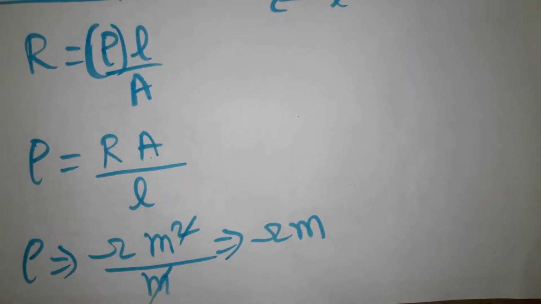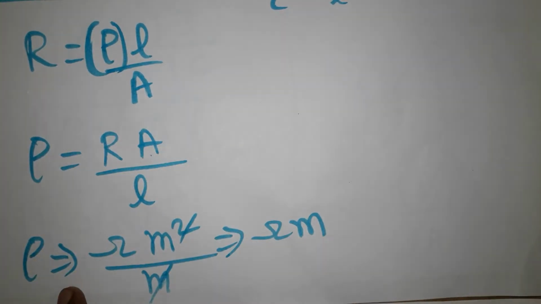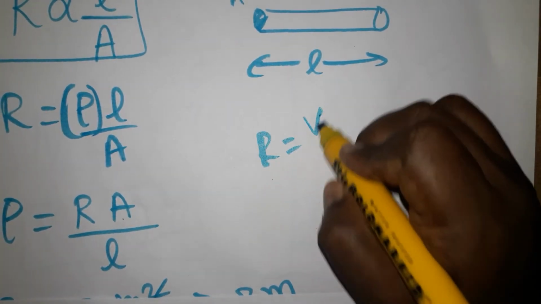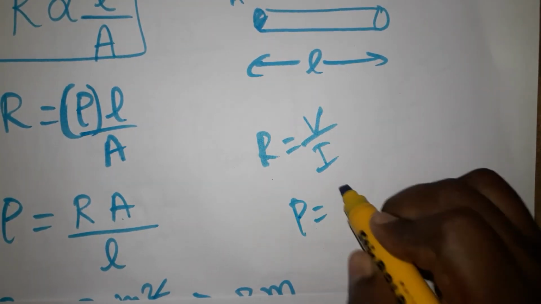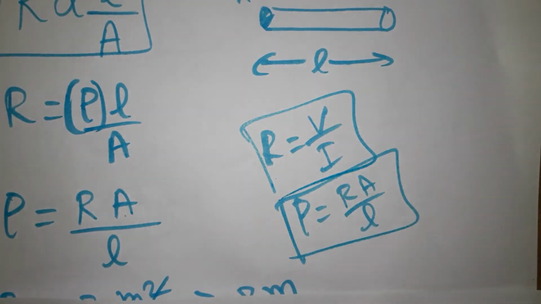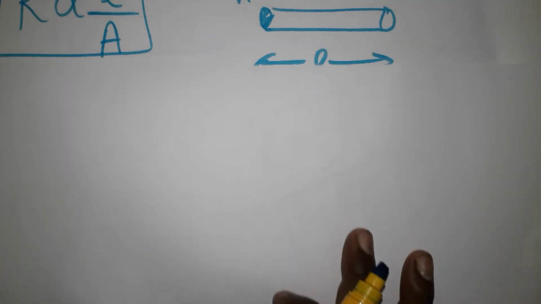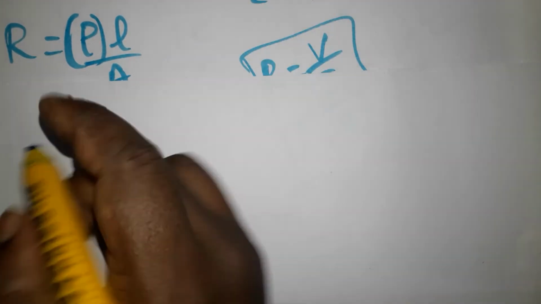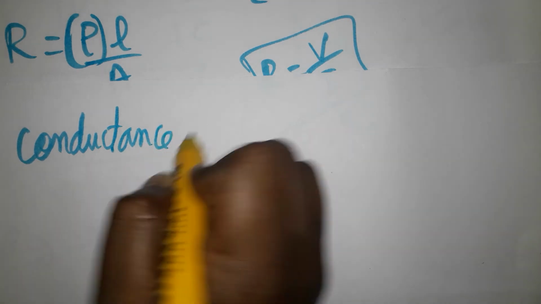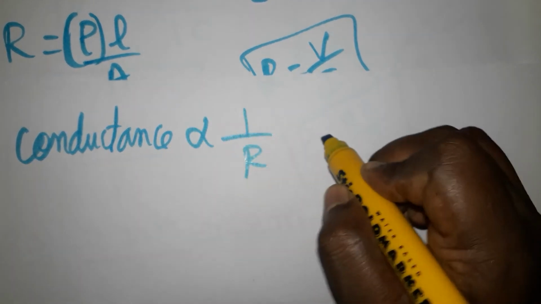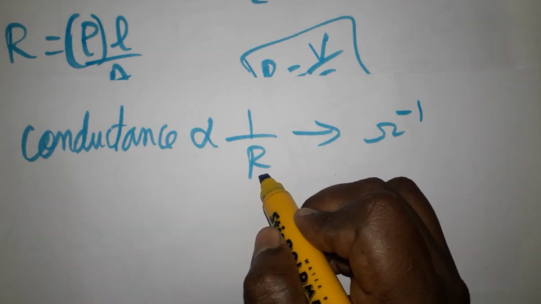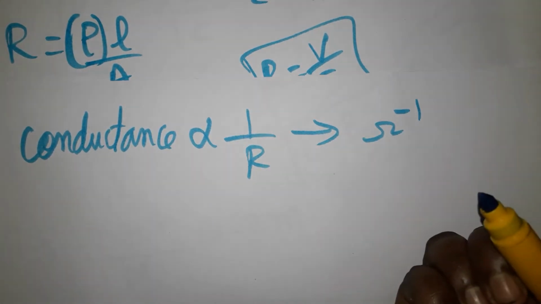The next thing, conductivity. We learned what is resistance and what is resistivity. Resistance is equal to V divided by I. Resistivity is equal to R times A divided by L. Now, what is conductance? Conductance is taken as inversely proportional to the resistance. The unit of conductance is ohm inverse, because the resistance is in ohm, so 1 by ohm gives ohm inverse.